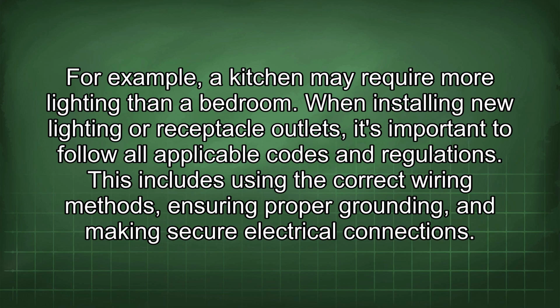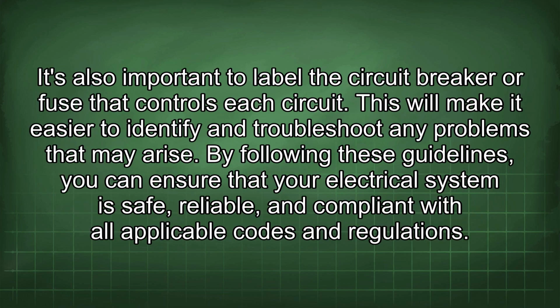When installing new lighting or receptacle outlets, it's important to follow all applicable codes and regulations. This includes using the correct wiring methods, ensuring proper grounding, and making secure electrical connections. It's also important to label the circuit breaker or fuse that controls each circuit. This will make it easier to identify and troubleshoot any problems that may arise.